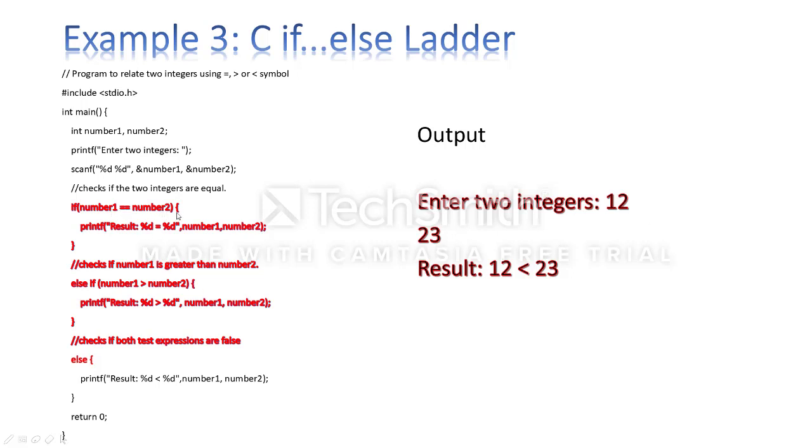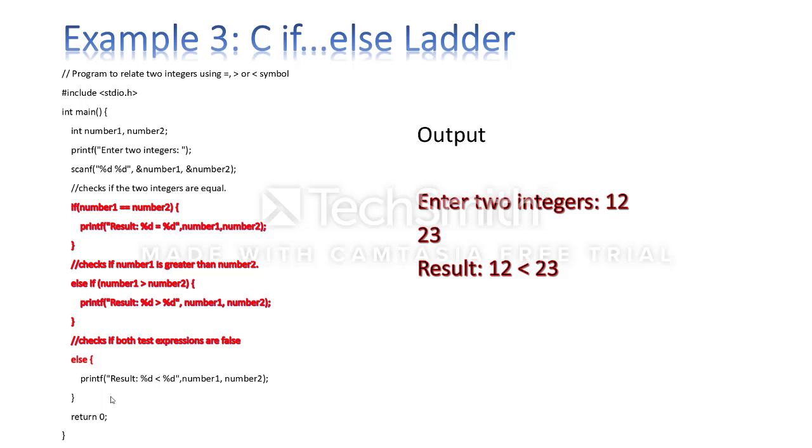12 is not equal to 23, so I am not printing the statement. Is 12 greater than 23? No, it is also false, so I am not printing the statement. I am going to here. If both statements are false, I am going directly to the else statement. I am printing this else printf condition. What are the statements under the else? I am printing here. So this is the if else ladder.